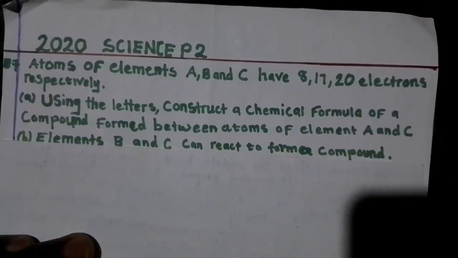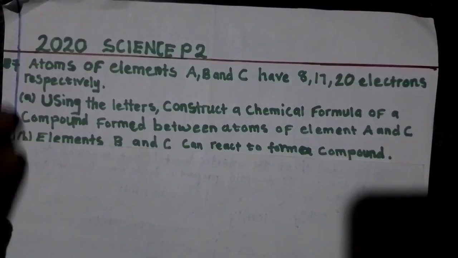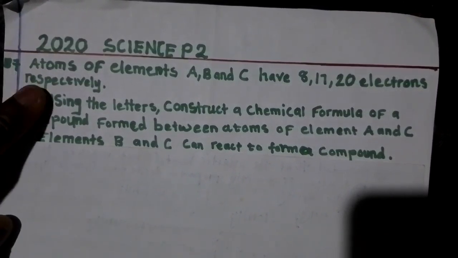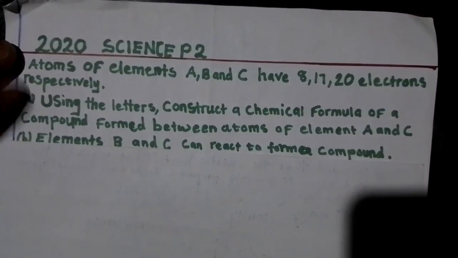Friends, this is Science Paper 2 2020. Specifically, I'm going to answer question B7, which is coming from bonding and the periodic table.